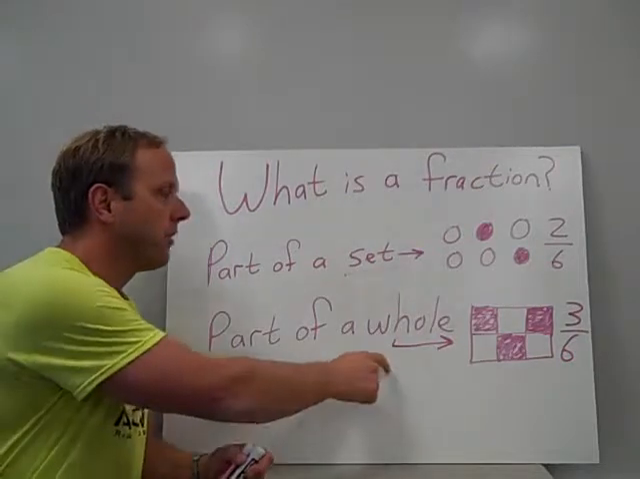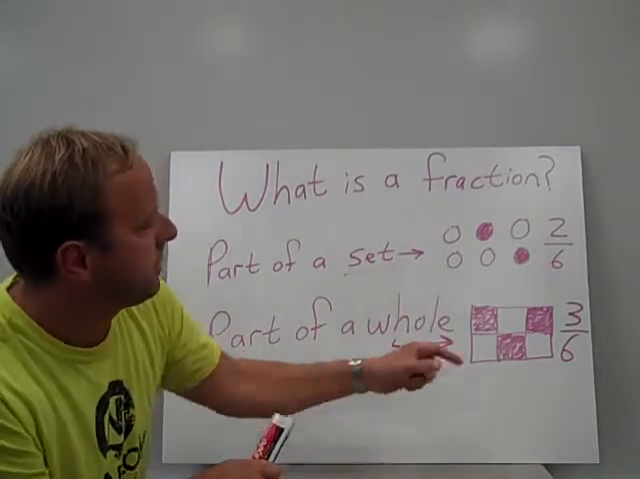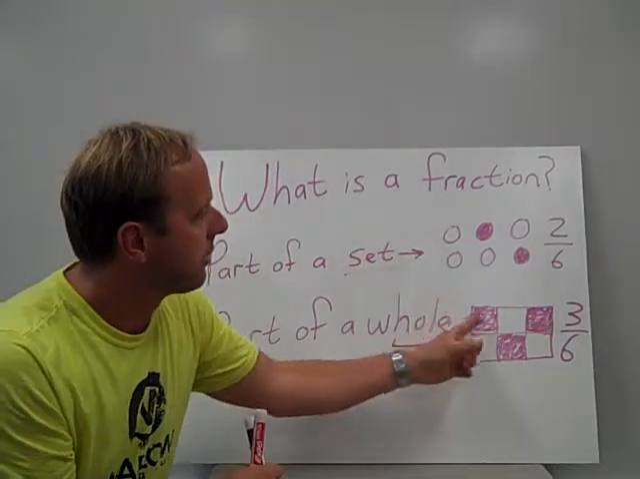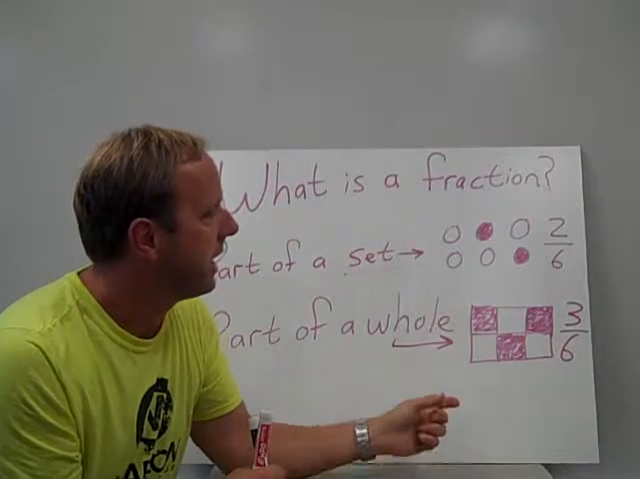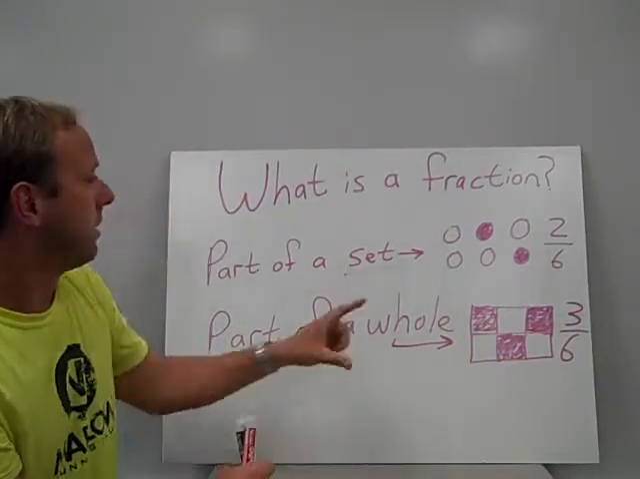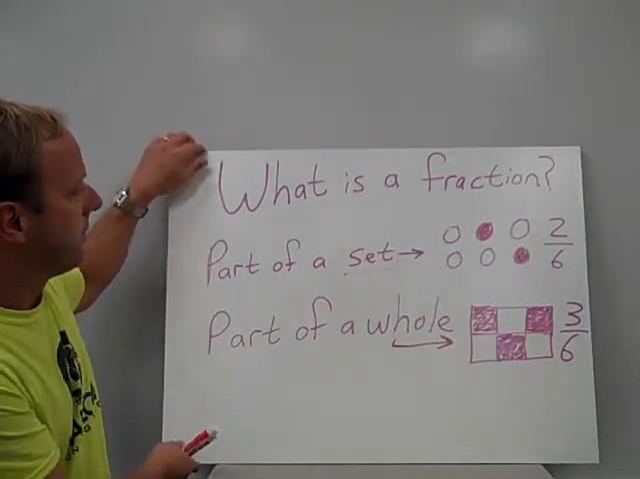It could also be part of a whole. I often like to think of a pizza as being my whole. This whole has 3 parts that are shaded out of 6. So in this case, 3/6 of our rectangle is shaded.